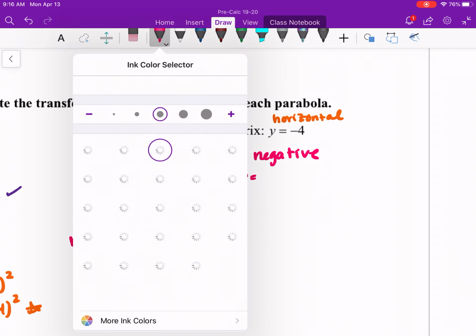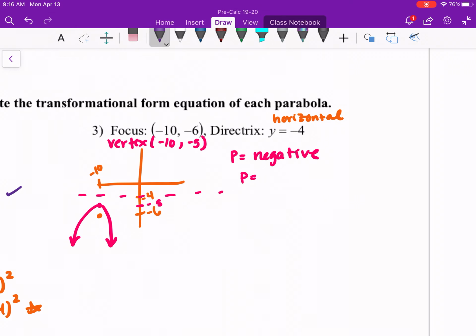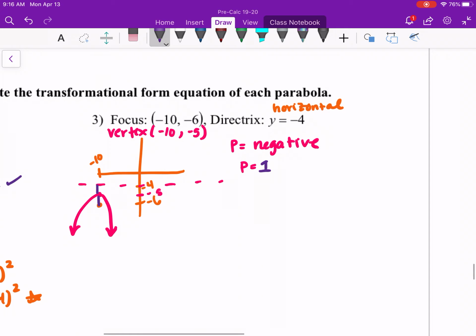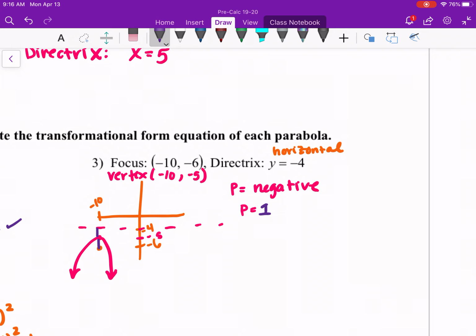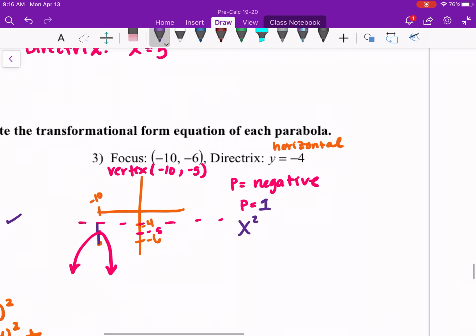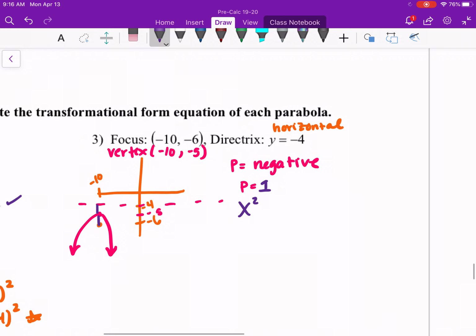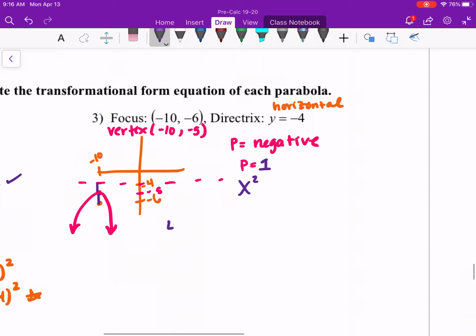And so I want to look at the distance from the vertex to the focus or the vertex to the directrix. In this case, it's just 1. And then we know that because it's an up or down parabola, x is going to be the term that's squared. So we'll plug it all in. The 4p is going to be with the y term. And then the x is going to be squared. Remember, the p always lives with the term that's not squared.